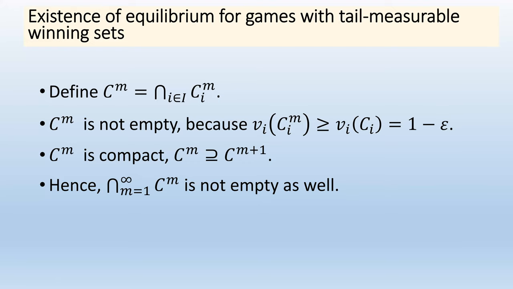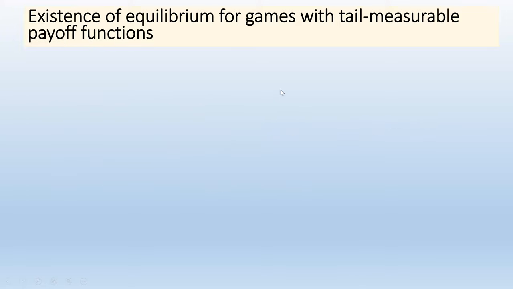Okay, so this was existence of equilibrium with tail-measurable winning sets. Now let's move to tail-measurable payoffs, if my mouse will allow me to move. Yes, it did. Okay. Tail-measurable.